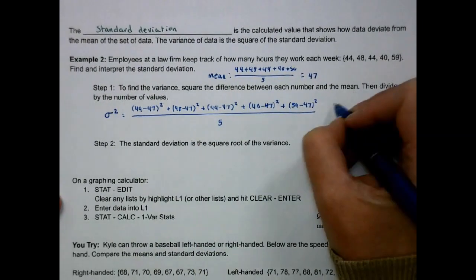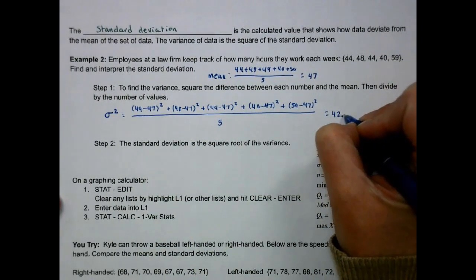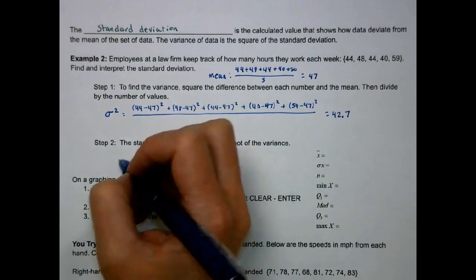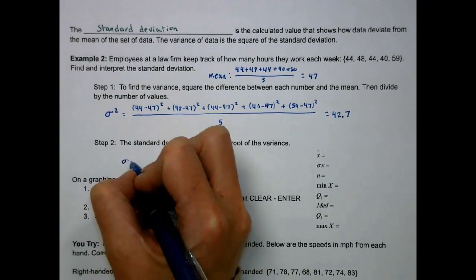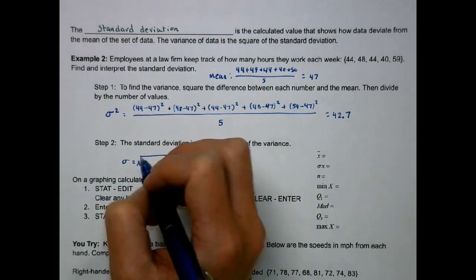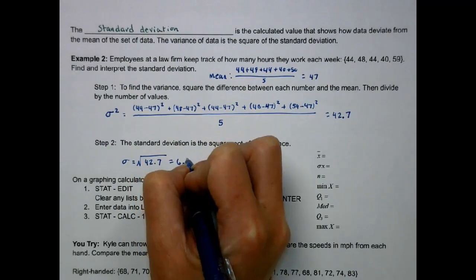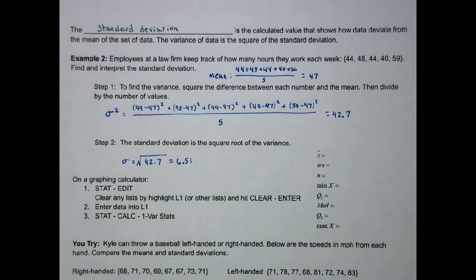So this gives me 42.7 as my variance. The standard deviation then is the square root of that, which is 6.51. So the smaller that number, the less spread out the data is. The bigger that number, the more spread out the data is. But we're going to use the calculator.